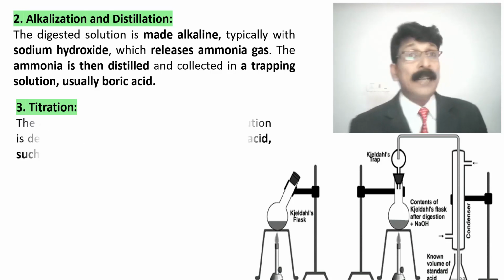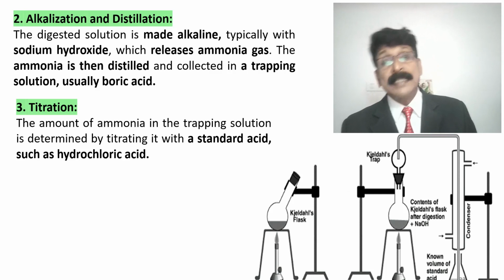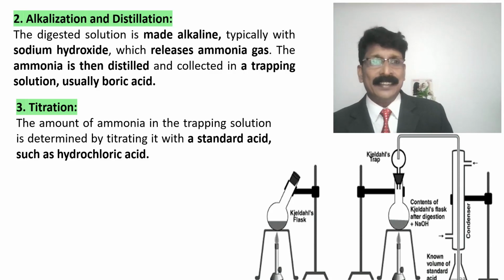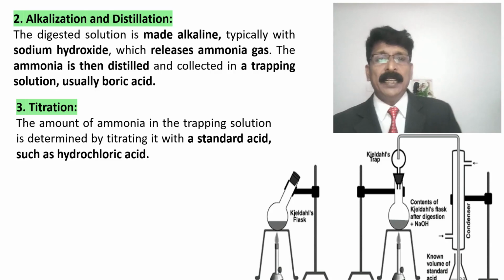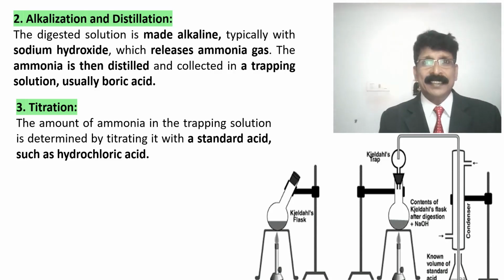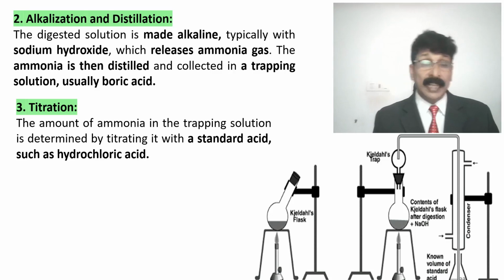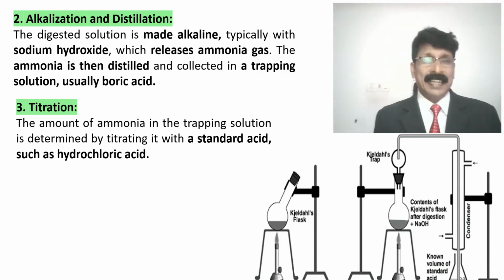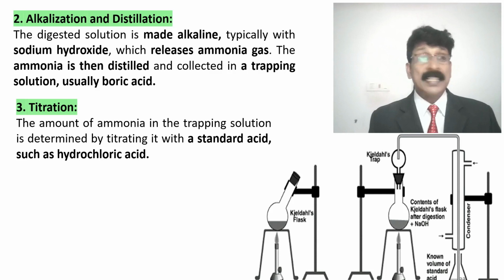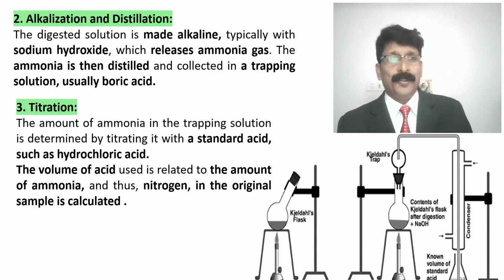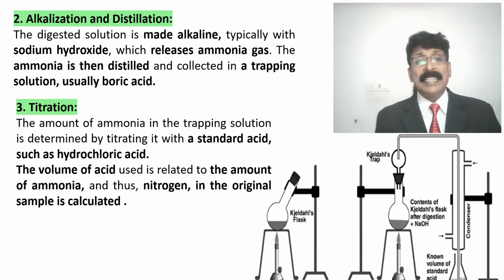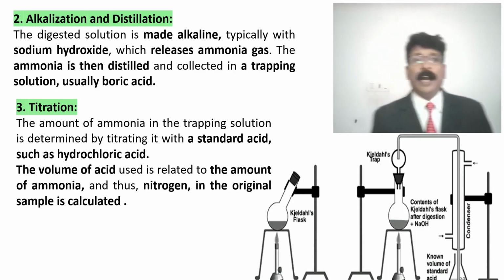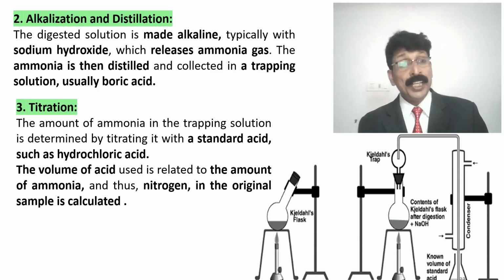Then titration can be carried out. The amount of ammonia trapped in the trapped solution is determined by titrating with a standard acid like hydrochloric acid. The normality or the molarity should be standardized by using a primary standard like sodium carbonate. Then after standardizing, you can find out the amount of standard hydrochloric acid used for neutralizing this base, which can be used for calculating the amount of protein present. The volume of acid used is related to the neutralizing of the amount of ammonia, and thus the nitrogen in the original sample is calculated.